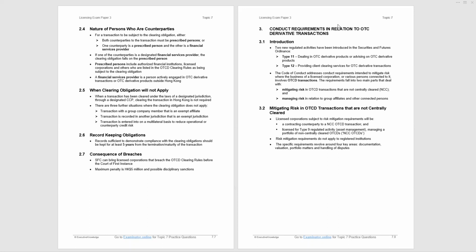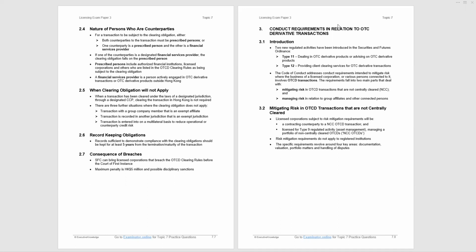Now, there's not that much in it. We've got an introduction there under paragraph 3.1, which is telling us that there are going to be two new regulated activities, type 11 and type 12. Type 11 dealing in OTC derivatives, or advising, and type 12 providing client clearing services. They've been around for a number of years. They're still not formalized. So while they're in the material, there's no way they're going to be examined currently.